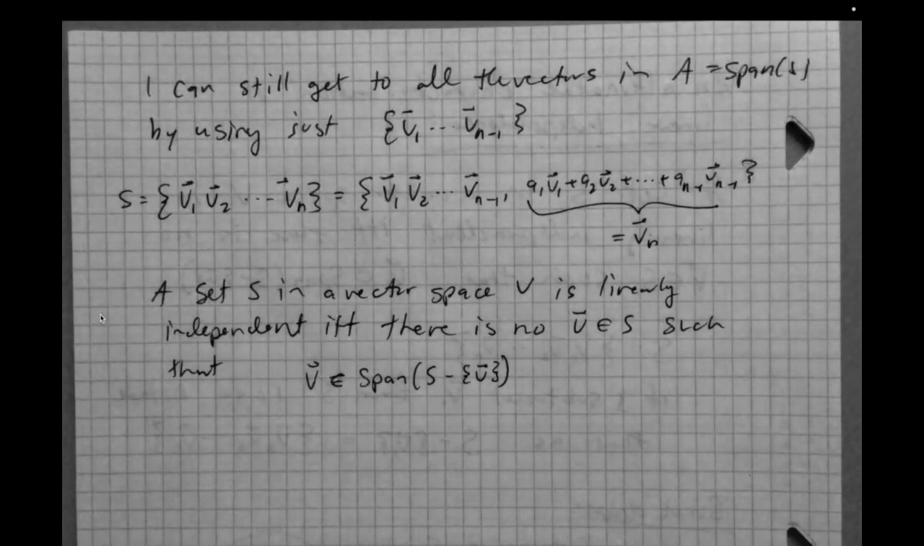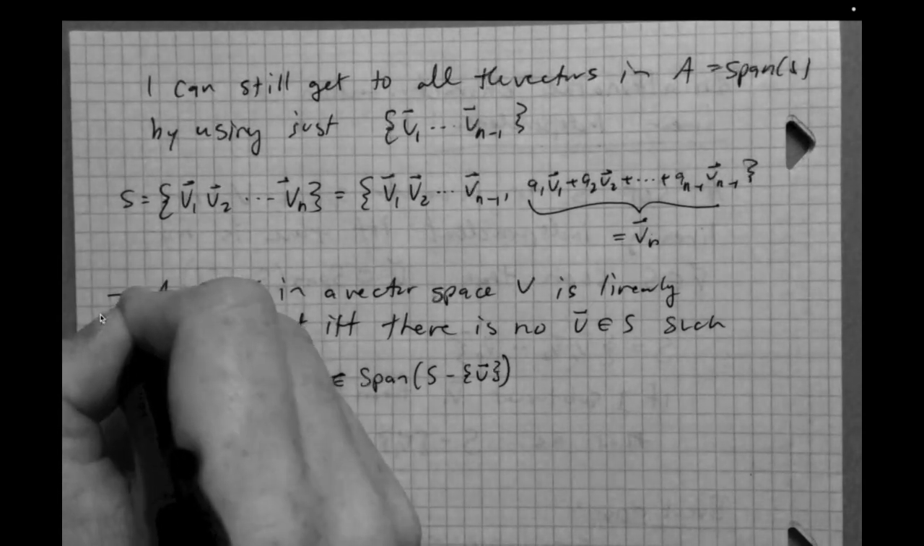Because remember, if the span of S minus V is smaller than the span of S, then the first vector to go is V. V is gone. But if the span of S minus V is the same as the span of S, then naturally V will remain.